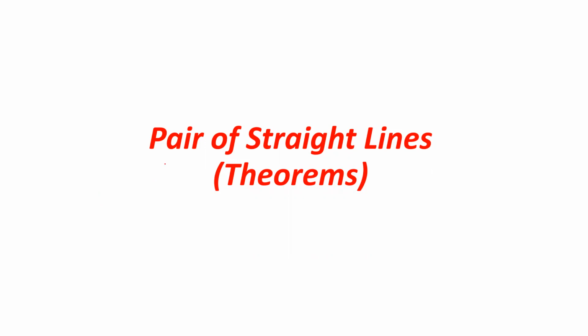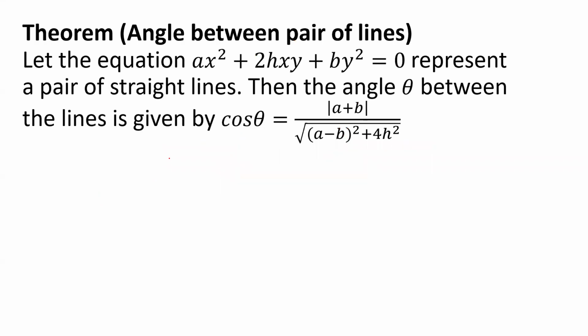Pair of straight lines, theorems. First theorem, angle between the pair of lines. That the equation ax square plus 2hxy plus by square equal to 0 represents a pair of straight lines. Then the angle theta between the lines is given by cos theta is equal to mod of a plus b by root of a minus b whole square plus 4h square. This we are going to prove.